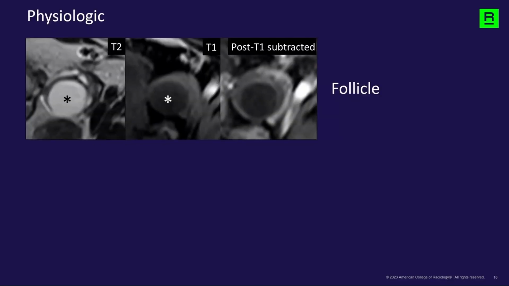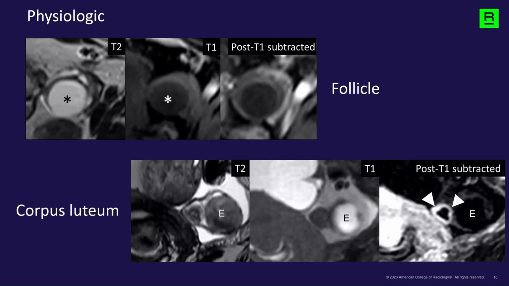Let's start out by talking about physiologic findings. Both a follicle and corpus luteum that measure 3 centimeters or less in a premenopausal woman are considered physiologic. Here's an example of a benign physiologic cyst or follicle containing simple fluid. The fluid is hyperintense on T2, hypointense on T1, and does not enhance. And here is a classic corpus luteum at MRI, which can exhibit variable signal on T2 and T1, but displays a classic enhancing crenulated wall on post-contrast T1 weighted sequences, denoted here by the arrowheads. And next to the corpus luteum is an incidental endometrioma, which is not considered physiologic.